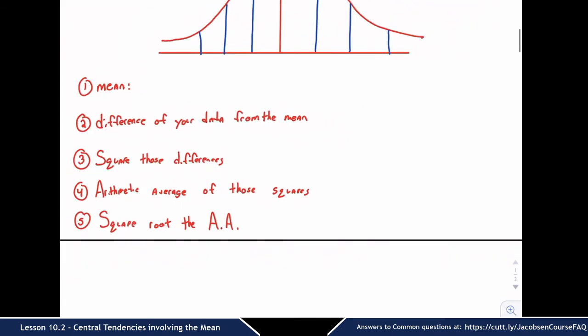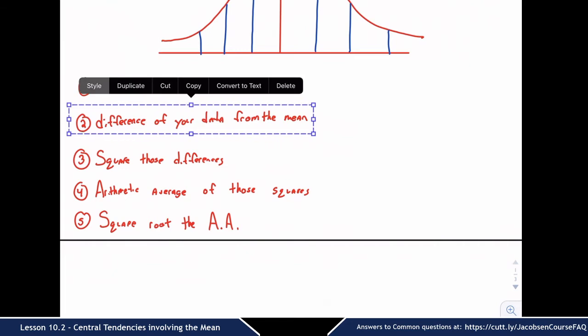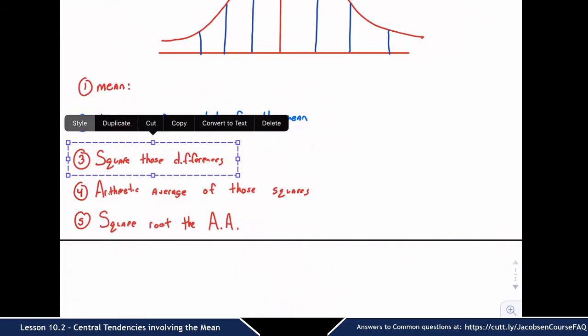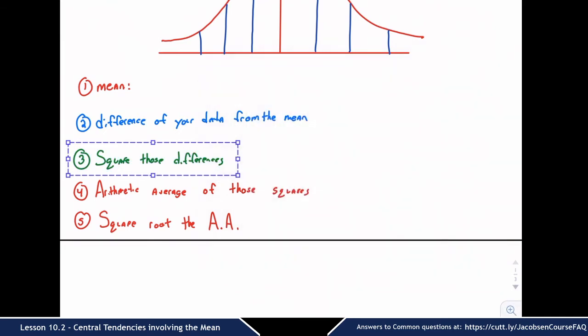So what I'll do is I will color code each of these, just like we do in class. And we will have an example occurring on the left-hand side.